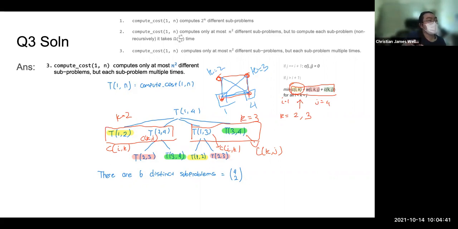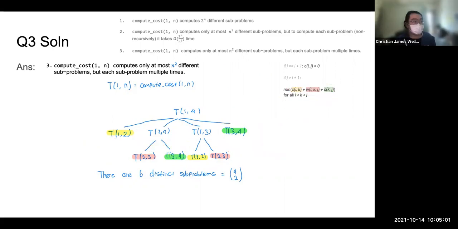Any questions about this so far? Okay, got it. So the next part is the same thing. We do basically the exact same thing, but the reason I stopped here is because T12 is already the base case. That's why I stopped there.